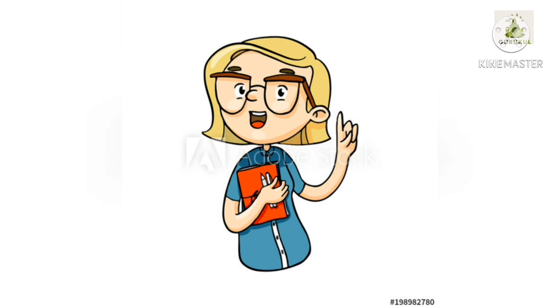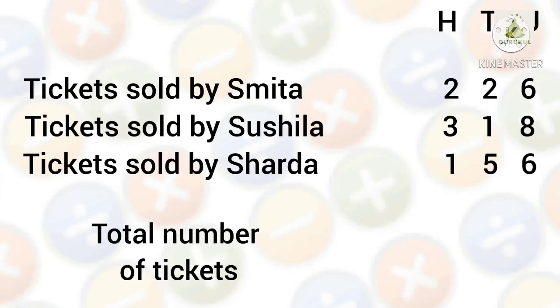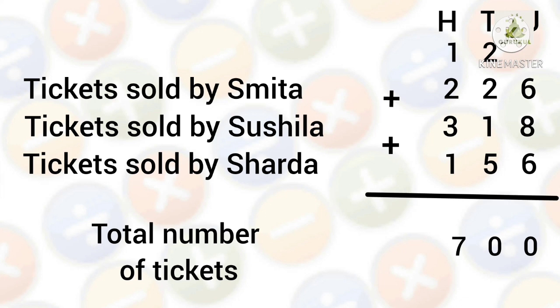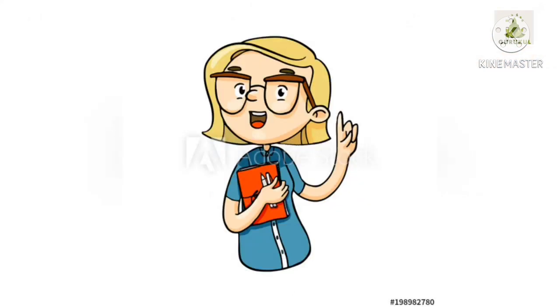So you have to find the total number of tickets sold by all three, that is Smita, Sushila and Sharda. On adding the units, we get 20. So 2 is carried over. Now adding the tens and the 2, we get 10. Carry over that 1. Now we add the hundreds, we get 7. So the total number of tickets sold are 700. Hope you can easily solve the word problems of addition now.